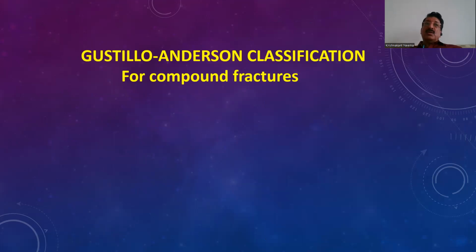Now, once you know what is a compound fracture, again, what is a compound fracture? A compound fracture is when the skin overlying the fracture is broken and the fracture communicates with the exterior. You can see blood. You can see the tissue inside. That is a compound fracture. Gustilo Anderson has done a great job by classifying compound fractures. How do we classify it?